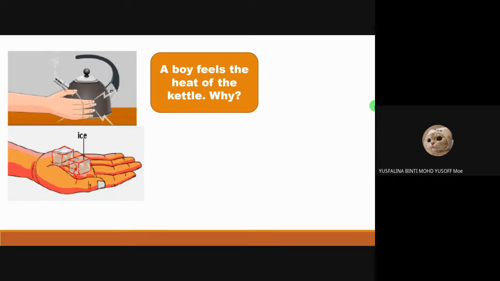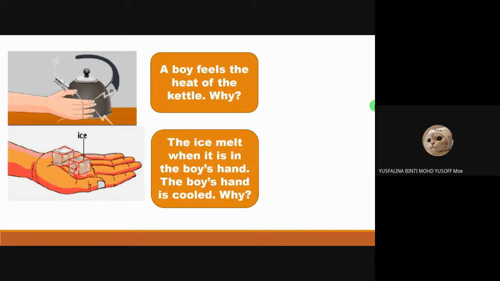It means the heat from your hand is transferred to the ice, so the ice absorbs the heat and it melts. When the ice melts in the boy's hand, the boy's hand is cool. Why? When the heat is transferred to the ice, the boy's hand experiences a loss of heat. When there is a loss of heat, the temperature will go down. That's why the boy's hand feels cold.